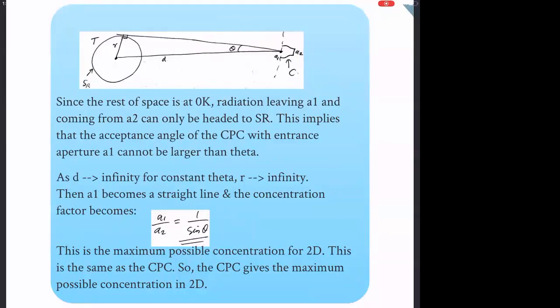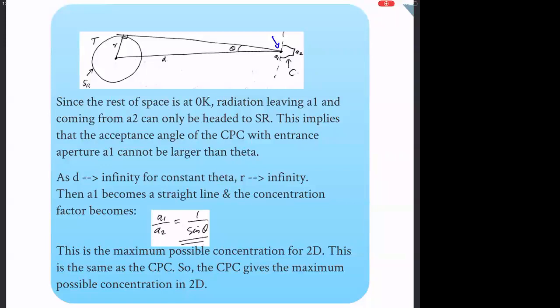So let me reiterate what that means. Since the rest of the space is 0 Kelvin, radiation leaving A1, which is the entrance aperture of the CPC, and coming from A2 can only be headed to the source. If the light is leaving A1, there's nothing else for it to go to, it has to go to the source, which is SR. This implies that the acceptance angle of the CPC with the entrance aperture A1 cannot be larger than theta. In other words, the rays that are coming in must match the rays that are going out, both in flux and also in angle, which also makes sense if you simply think about time reversal.